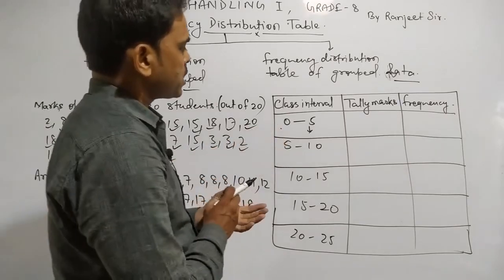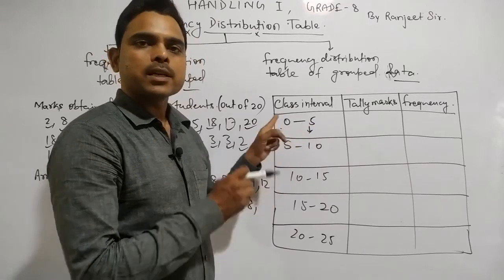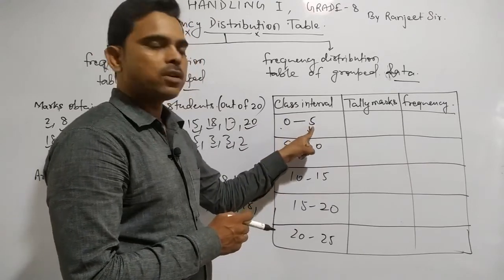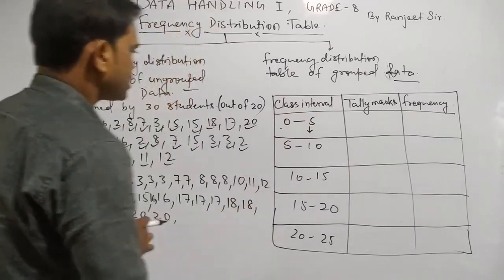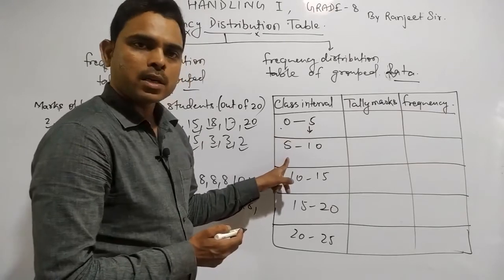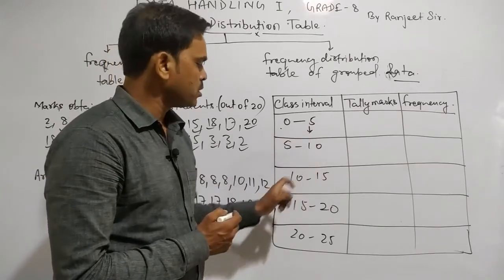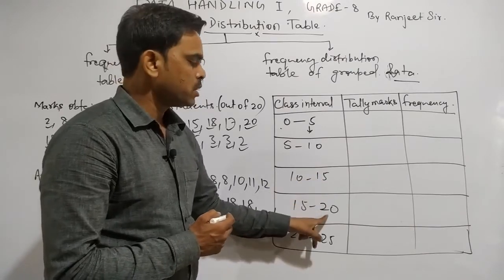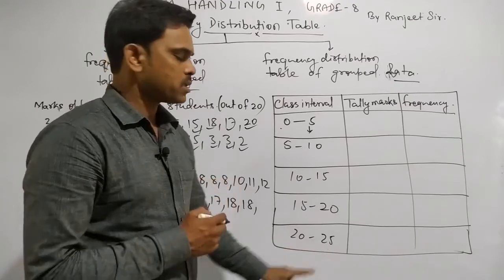Now as I was telling you, in 0 to 5, as it is exclusive form, that is why we will not include 5 in this group. So in this interval, where will I include this 5? In the next, means in 5 to 10, and in this 10 will not include, here 15 will not include, here 20 will not include, and 25 will not include in this.